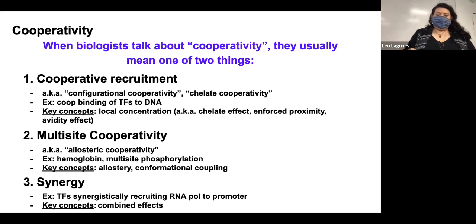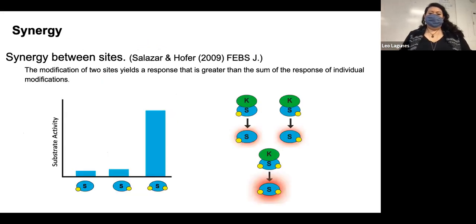But synergy refers to a combined effect. For example, if only one transcription factor is bound to DNA, then you get an X amount of transcription. But if more than one transcription factor is bound to DNA, then you get even more transcripts, but not in an additive way, in a multiplicative way. The way that I like to think about synergy is about effect.